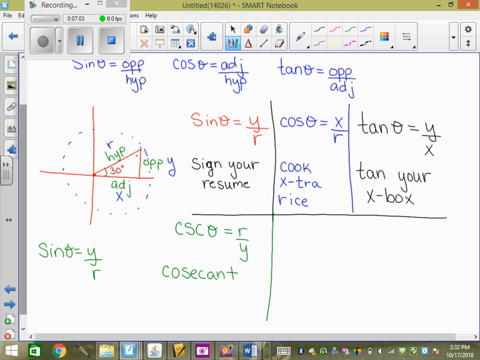This one's cosine. This is cosecant. Why is it called cosecant? You're questioning why that's called cosecant, but not questioning why the other ones are called sine, cosine, and tangent? Yeah, someone decided.